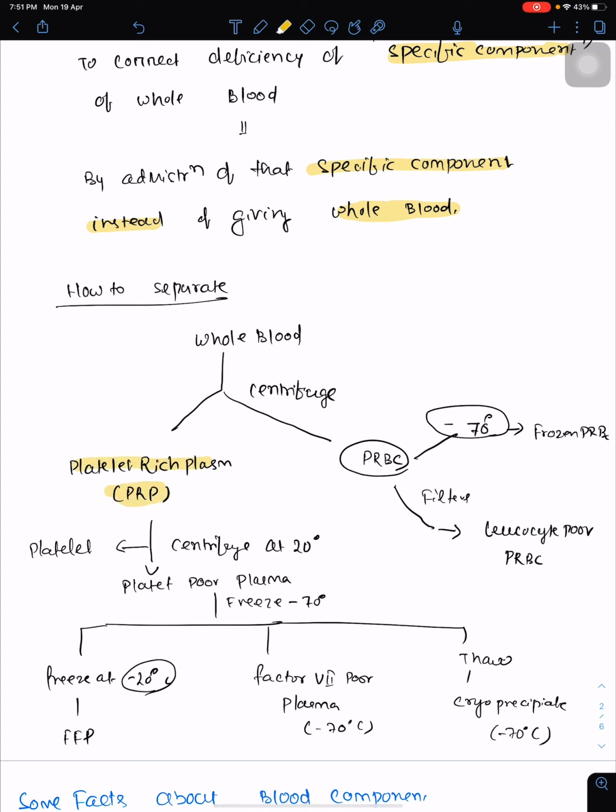One is platelet rich plasma. The second one is PRBC. When PRBC is stored at minus 70 degrees, we call it frozen packed red blood cells. And when leukocytes are filtered, we call it leukocyte poor PRBC.